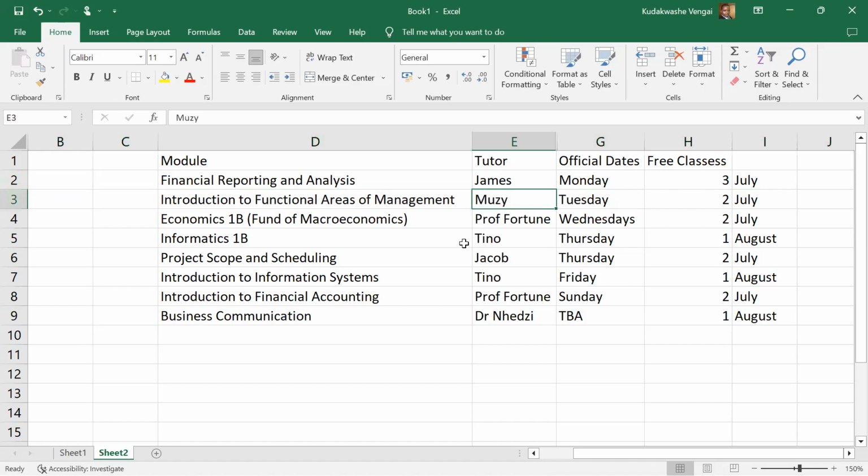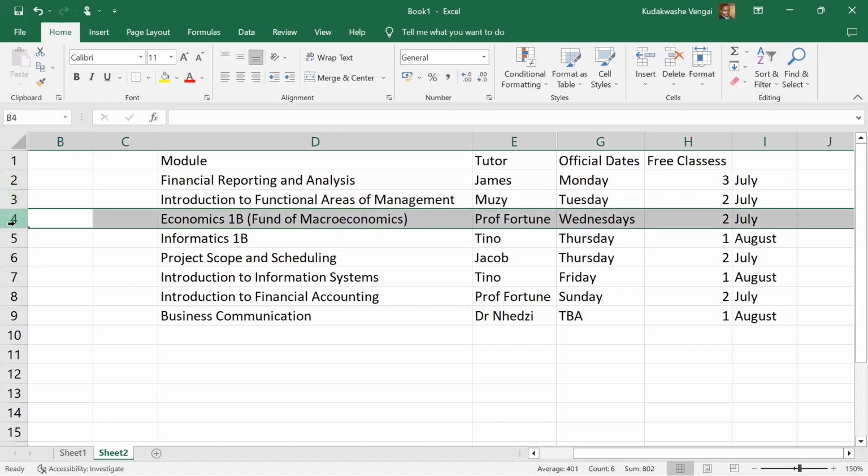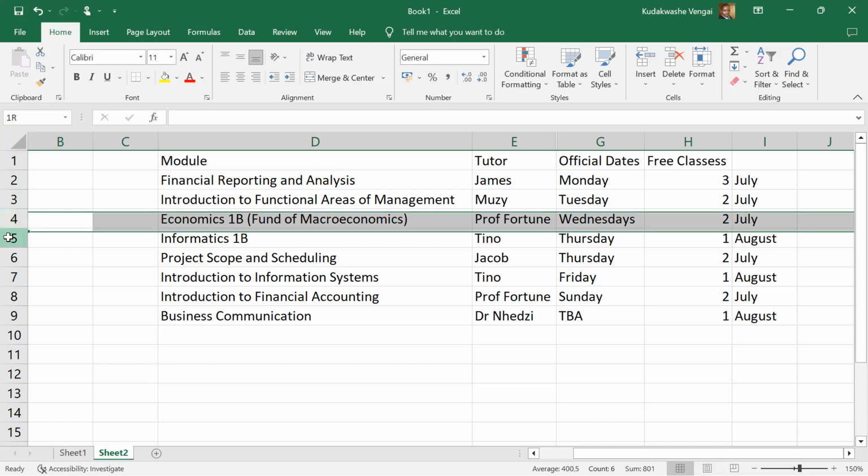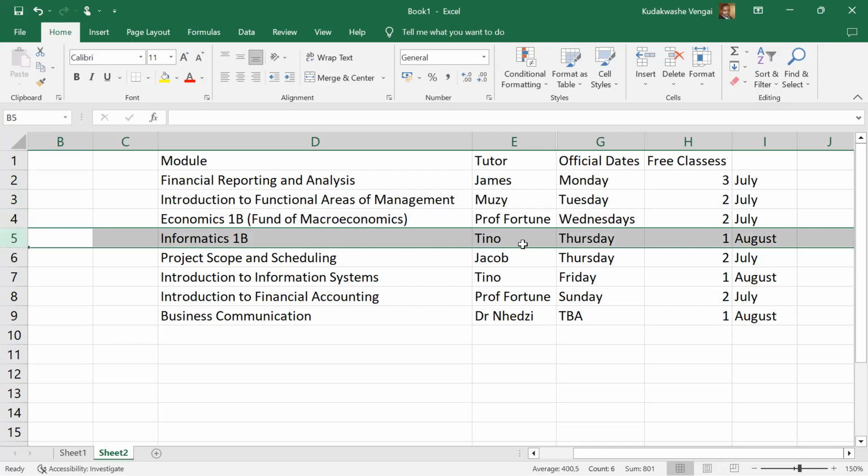Then we've got a professor, Professor Fortune. He will be taking you guys through Economics 1B. So I will not be the one taking you guys through Economics 1B, but it will be Professor Fortune. But that's his specialty, because Economics 1B has certain calculations and certain graphs that I'm not the best person to be tutoring on. So he will be the one who will be taking you guys for Economics 1B. Don't be worried, he's very good at what he does.